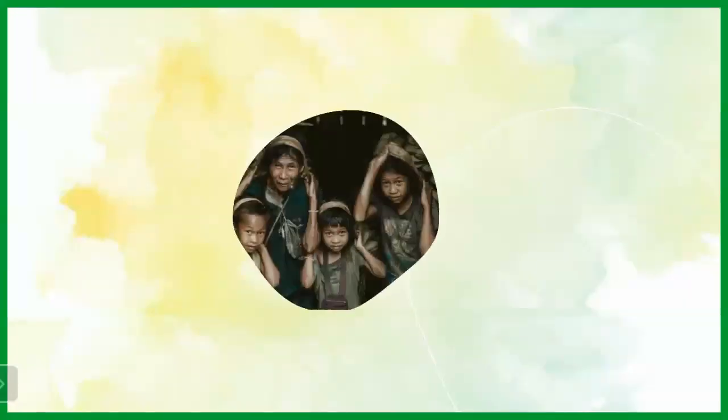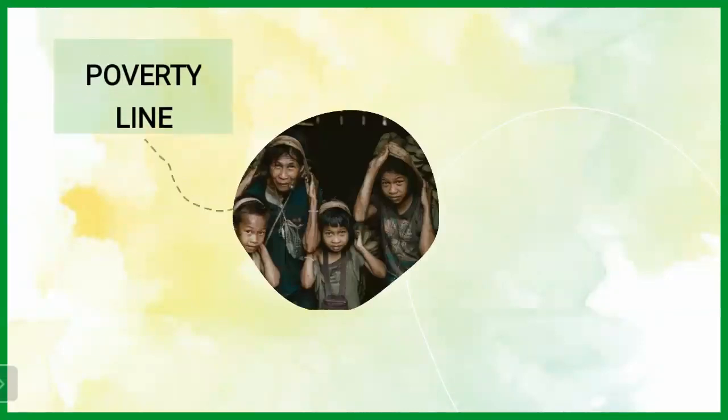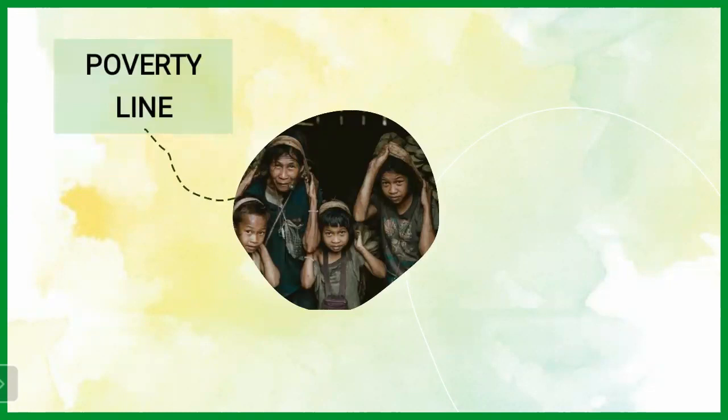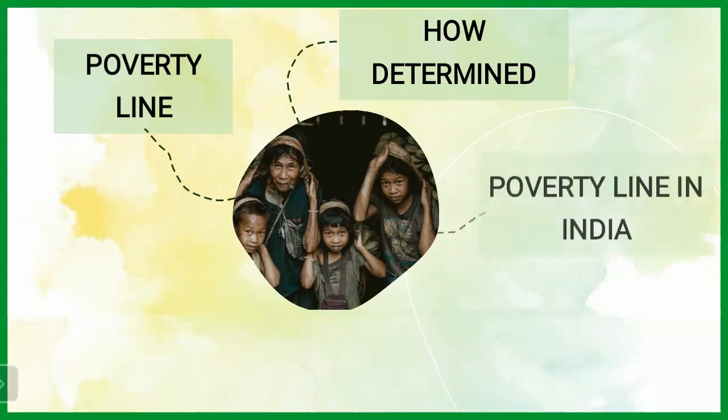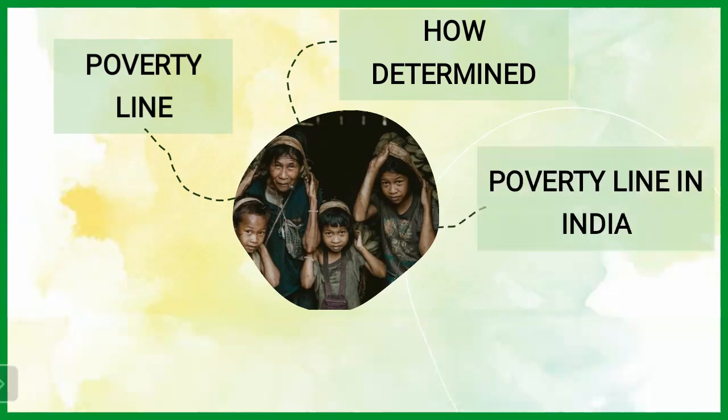Well, let's have a recapitulation first. Today, first we studied what is poverty line. It's an estimated minimum level of income which is required to afford the basic amenities of life. Then we saw how it is determined. It is determined on various requirements, that is educational, medical, food, and clothing requirements, etc. Then we saw the poverty line in India, which is 816 rupees per person per month for rural area and 1,000 rupees per person per month in urban area.